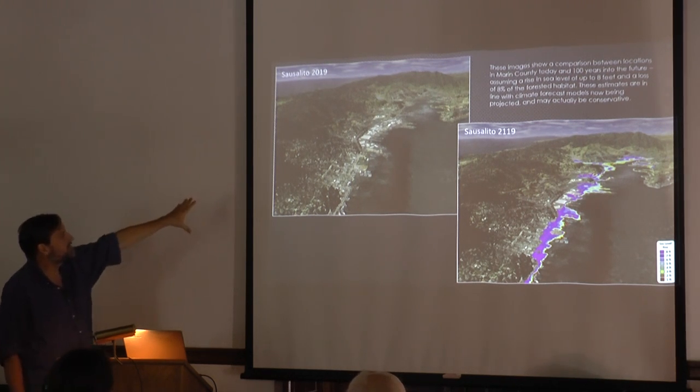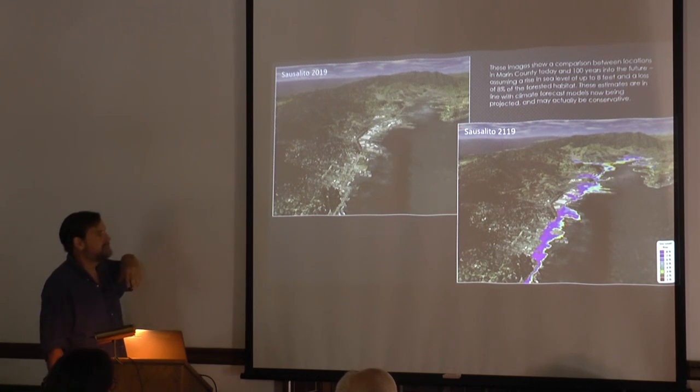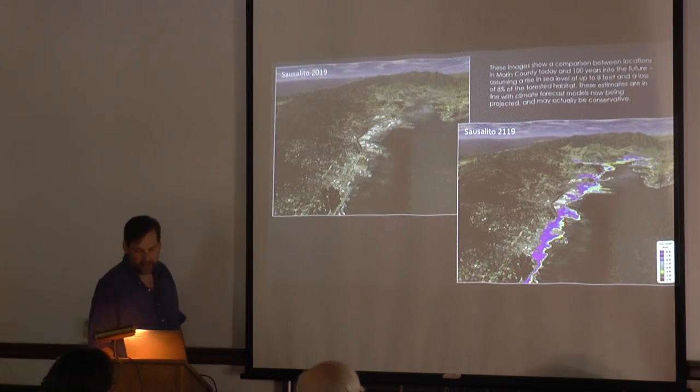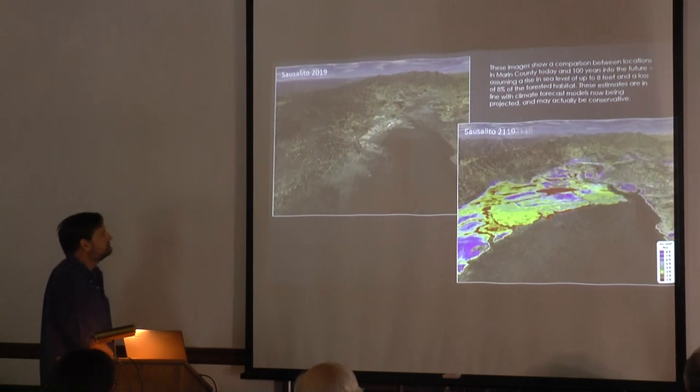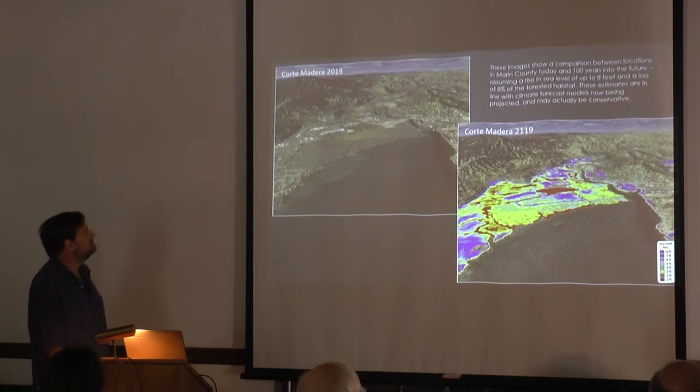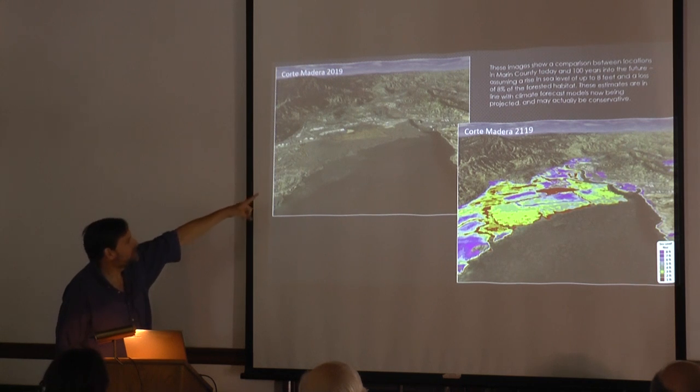This is Sausalito today, and this is 2119, where the color code shows from red to purple, 1 foot, 2 foot, 3 foot, 4 foot, 5 foot, 6 foot inundation. So everything that's colored would be inundated. So some of the shoreline of Sausalito would be gone. Not too bad there. This is Corte Madera. That's going to be gone. That includes the highway, which goes across it.